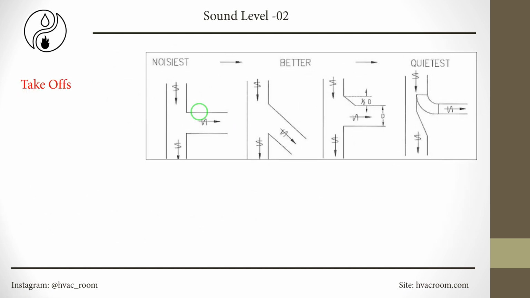The second one is the takeoffs. Again, from the noisiest to the best design, you can see these figures from left to right. And most of the time, you've got to go with these two with balancing dampers on each branch.